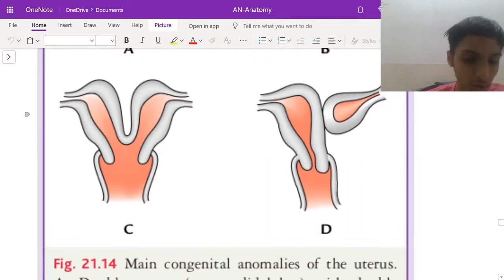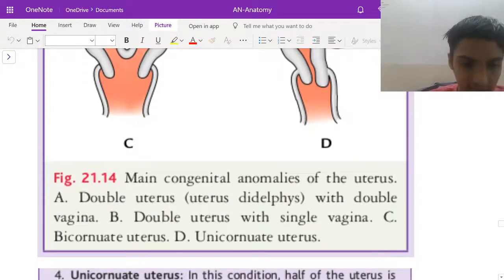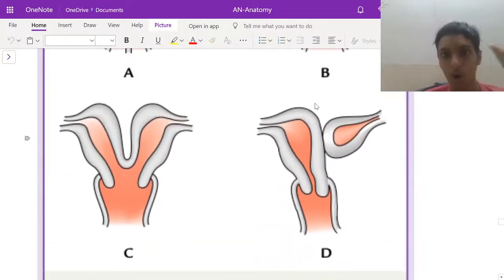Bicornuate is 2 cornu. There will be 2 cornu in the uterus. Cornu is there in the hyoid bone also. Please remember that that's a different cornu. This is a unicornuate uterus where only 1 cornu is associated with 1 cervix.